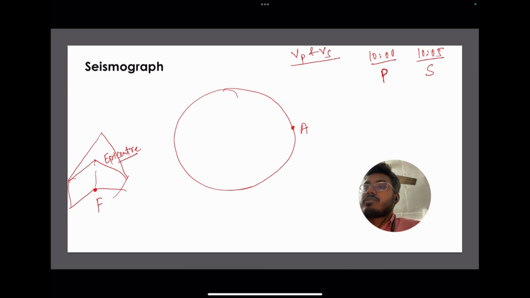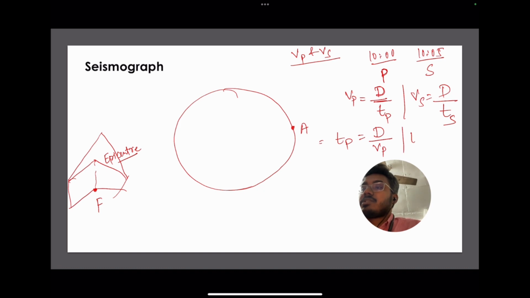So we can write velocity of P wave Vp is equal to displacement or the distance in its vector form that it covered, d, divided by time Tp. Similarly, we can write it like this for S wave as well. We can rewrite these equations like Tp equal to d upon Vp and Ts equal to d upon Vs.